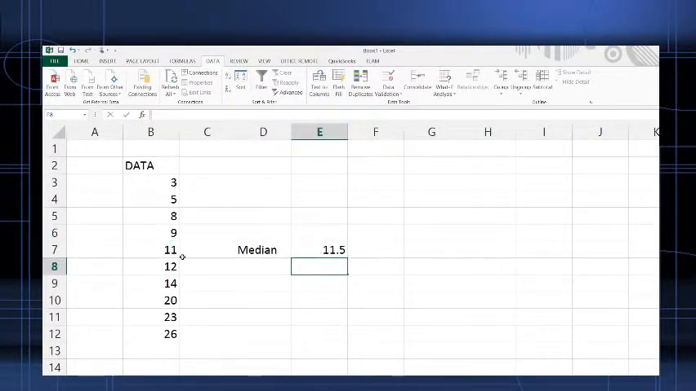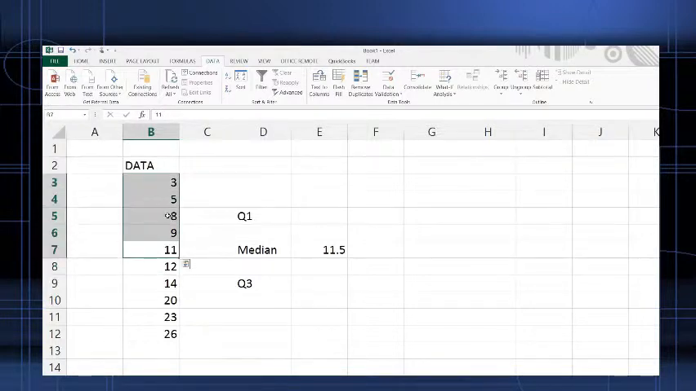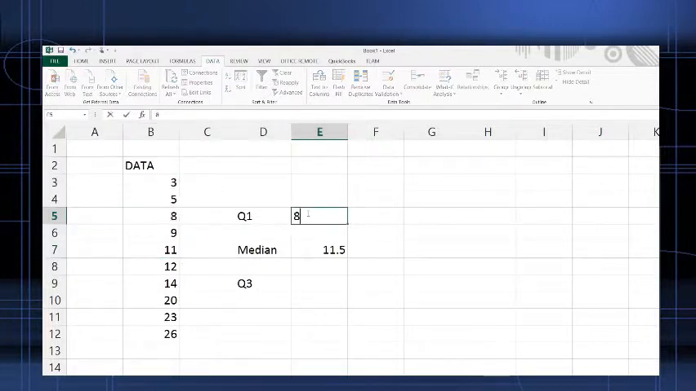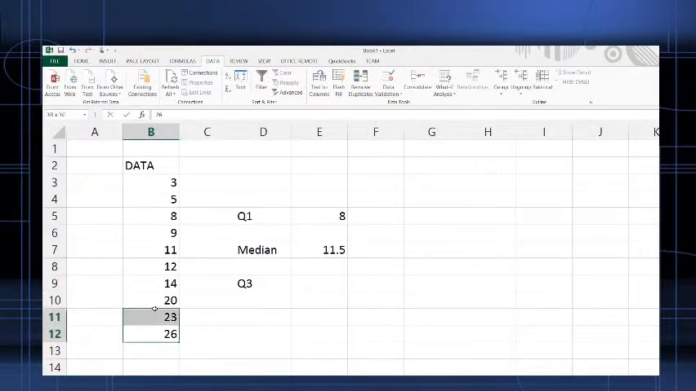Now, once you know that, you can then find the quartiles. We're going to find our quartile number 1 and our quartile number 3. Because we had an even number of numbers total, we are going to use both 11 and 12 for our quartiles. So using that, the first quartile would be the middle number of the first 5 numbers, which would be 8. And the third quartile would be the middle number of the second half group there, which would be 20.